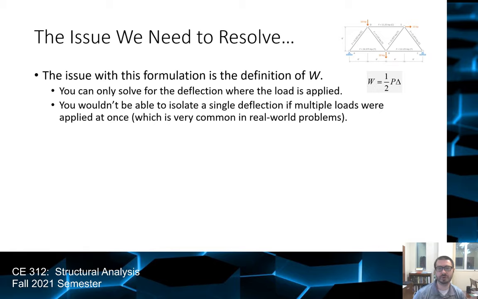which load do you use? Do you use the 10 kips, the 15 kips, 20 kips? Like how do you do that? You know, how do you isolate the one that you're looking at? That's a very common application. You do have trusses with multiple loads on it.